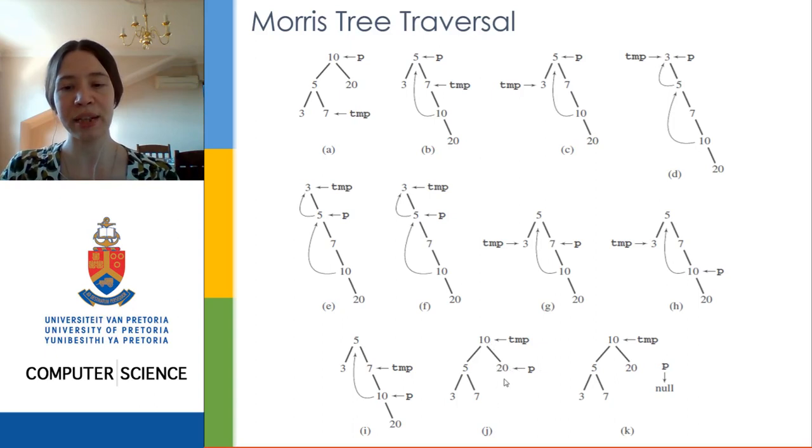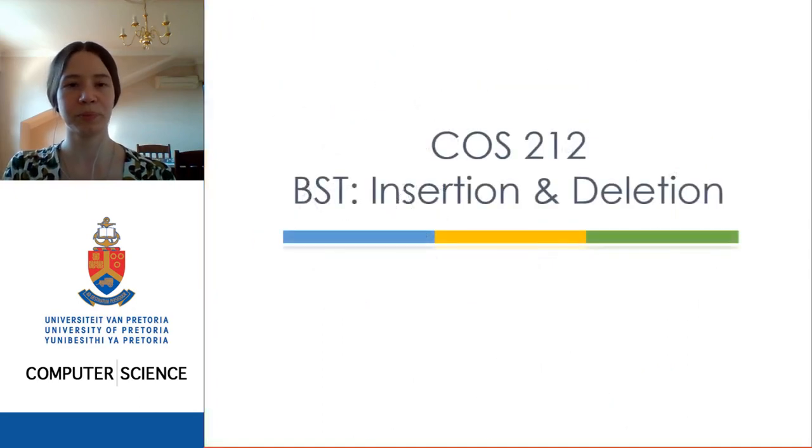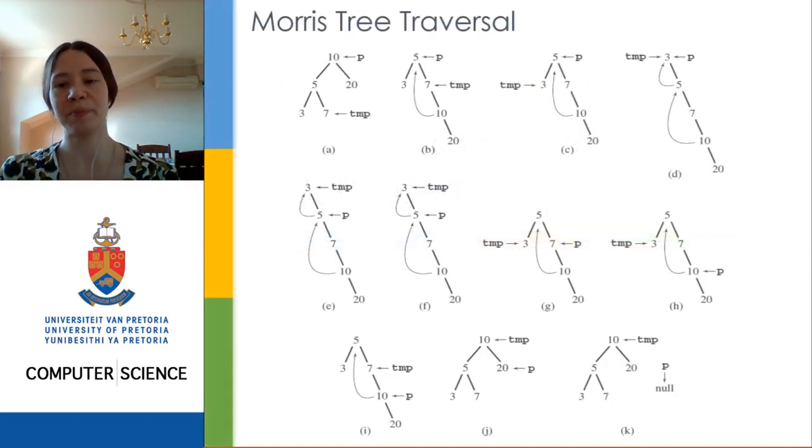Great, so after we've done that, we're going to move to the right hand side of 10. We're now at 20, we ask 20 if it has left children. It does not, thank goodness. So we just print 20. We try to move to the right hand side because 20 doesn't have children. P will become null, and this is the point where you stop the while loop. All right, that is the end of the algorithm.